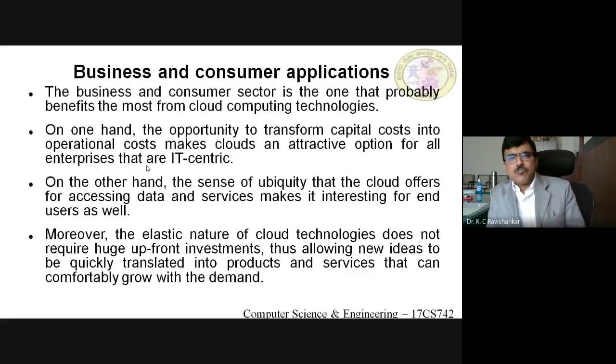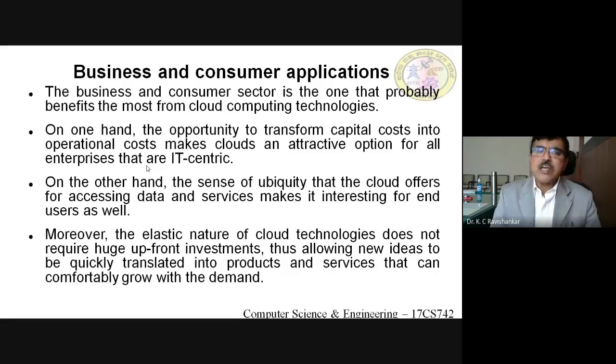On one hand, the opportunity to transfer capital cost into operational cost makes cloud an attractive option for enterprises which are IT centric. On the other hand, the sense of ubiquity that the cloud offers for accessing data and services makes it interesting for end users as well. Ubiquitous computing is one important thing. IoT, Internet of Things, you require cloud. So whenever you think about IoT and cloud, cloud and IoT should go together. Otherwise, it will not work at all.